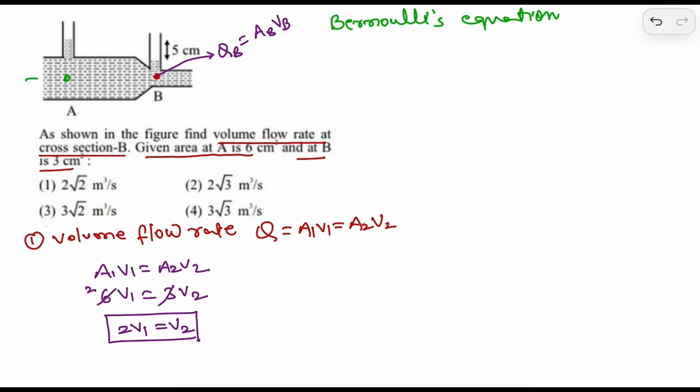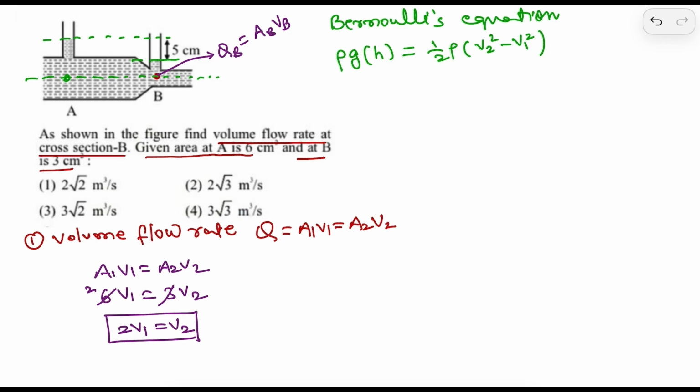The pressure is the same, so the pressure difference is 0, and there is a height difference, which is h, it is 5 centimeters. Now I can write rho g h, the height difference, is equal to half rho times v2 square minus v1 square. Here 2 means B and 1 means A.